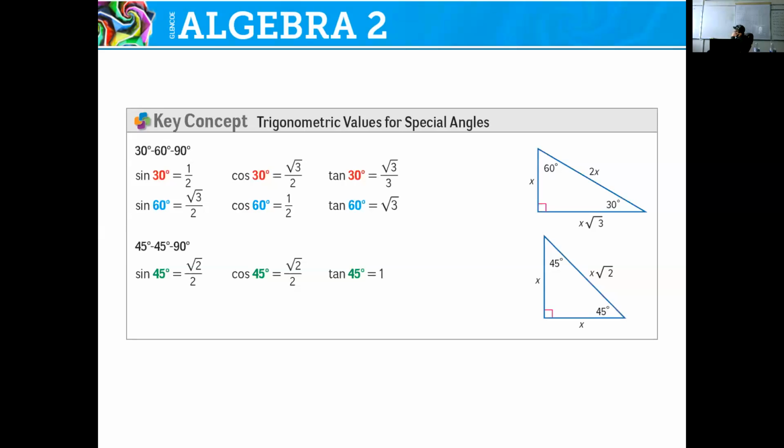Then you have tangent of 30 is square root of 3 over 3, and tangent of 60 is just the square root of 3. Once again, that's the ratio amount. They're all ratios. Then you have 45-45-90 degree triangles, where the sine of 45 is the square root of 2 over 2. Cosine of 45 degrees is the square root of 2 over 2. And the tangent of a 45-degree angle is always 1.